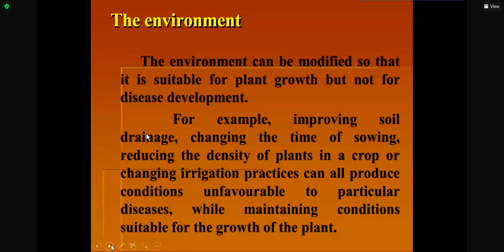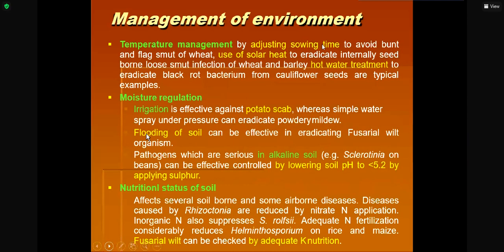You can see here, we can regulate the temperature by adjusting the sowing time to avoid bunt and flag smut of wheat. And we can use the solar heat to eradicate the internally seed-borne pathogen of loose smut disease of wheat and barley. We can treat the seed with hot water to eradicate black rot bacterium from cauliflower seeds. So these are just some examples. There are numerous examples. You can check it. So by adjusting the sowing time, we can actually modify the environment.